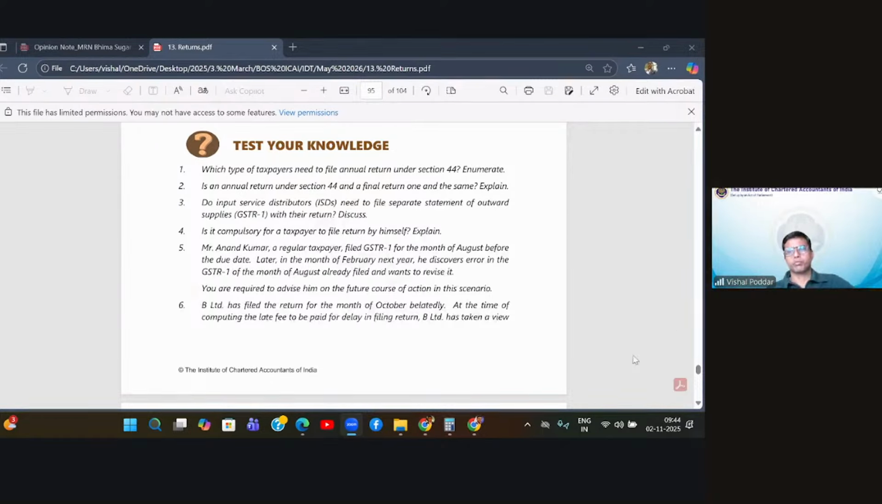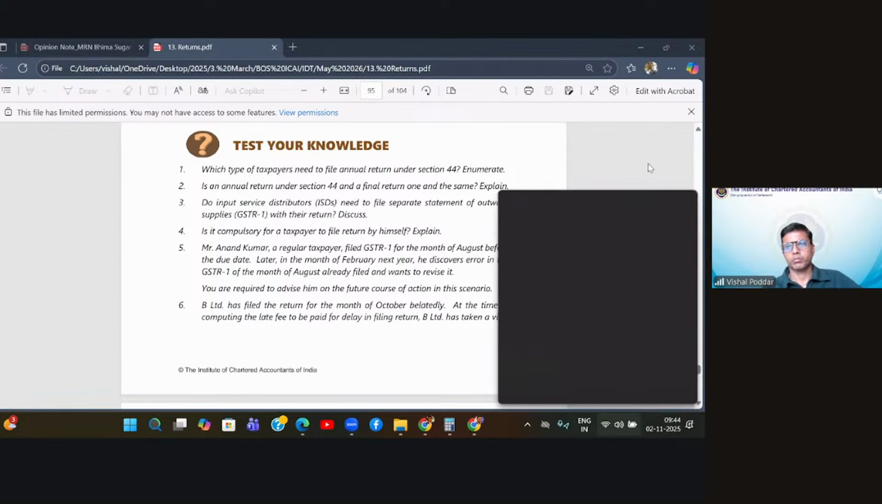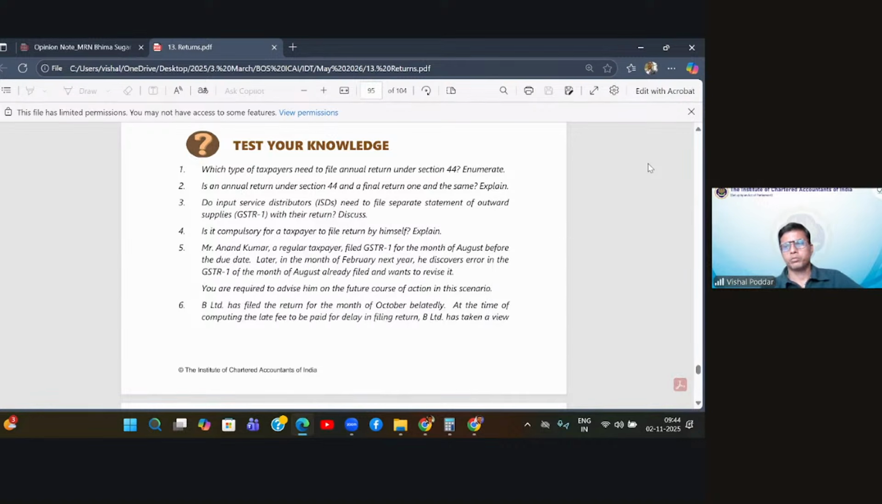If he made the error in August 2025 and has discovered it in February 2026, in that case the last date to rectify the error is 30th of November, or the date on which he has filed the annual return, whichever is earlier. In any case the last date is 30th of November, but here he has noticed the error in the month of February next year. So he is not eligible to rectify the errors in the month of Feb 2026. He is not eligible.